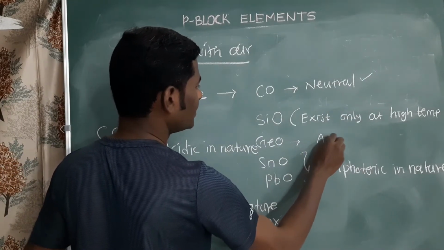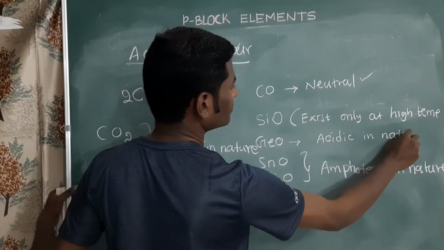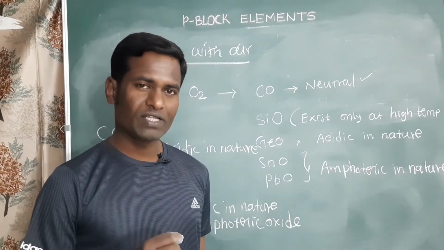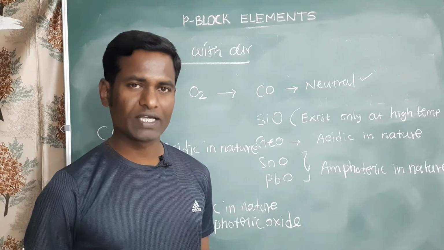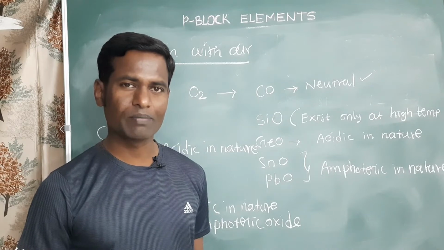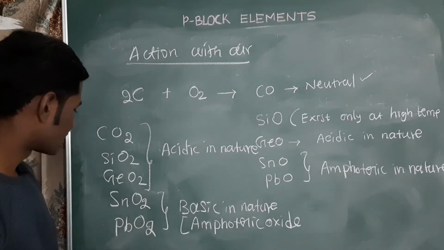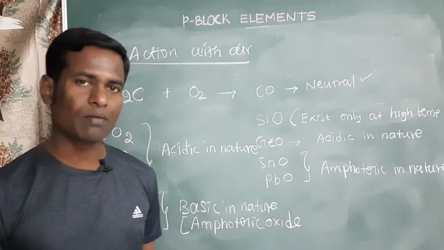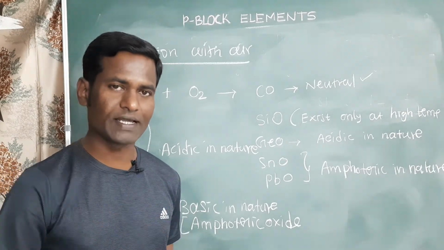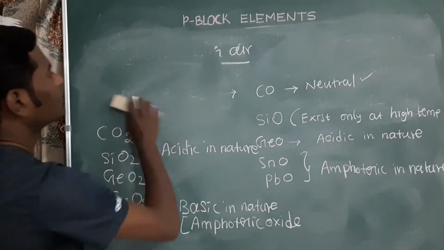Germanium oxide is acidic in nature. So group 14 elements combine with oxygen to form two different types of oxide, monoxide and dioxide. Among these, carbon dioxide, silicon dioxide and germanium dioxide are acidic in nature, and tin and lead oxides are amphoteric in nature. The meaning of amphoteric is that it can react with acid as well as base.